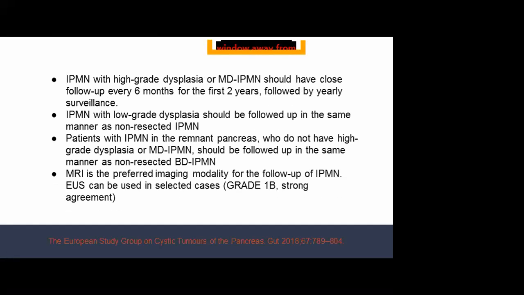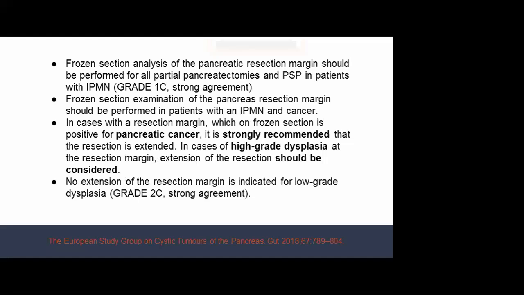According to these guidelines, MRI is preferred over the EUS. And again, these guidelines also recommend frozen section. On frozen section, if there is a high-grade dysplasia or a malignant invasive component, then resection is needed. If it is only a low-grade dysplasia, then there is no need for further resection.